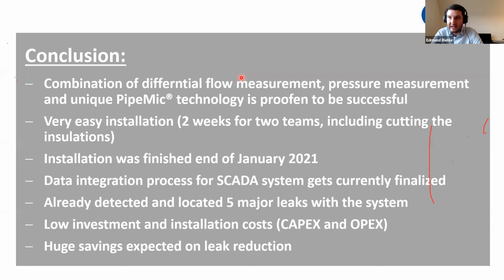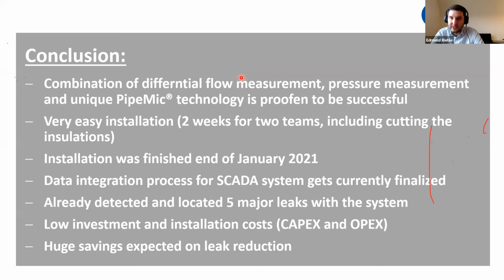So this is additional value and a very big point for them to have all the data on their centralized SCADA system, and being able to identify leaks very early and monitor that data. The more data they have to analyze, the better it is for the system in the end to identify leaks. And we already were able to detect and locate 5 major leaks with our system, and especially the PipeMic.